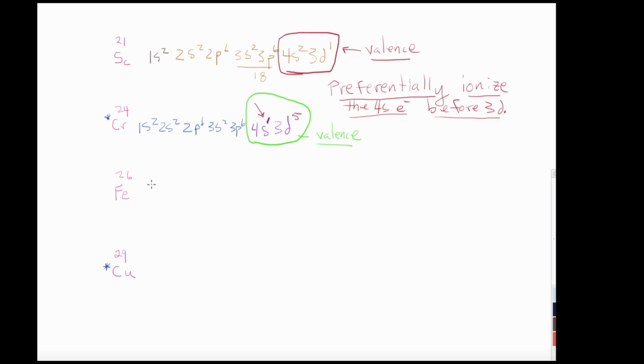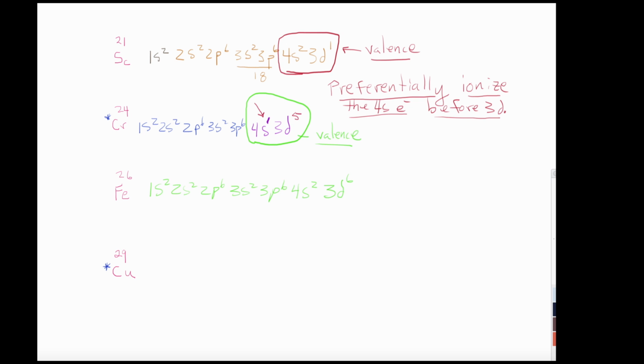All right, let's take a look at iron. It's going to be 1s2, 2s2, 2p6, 3s2, 3p6. Again, we're at 18 electrons at that point, and then we're going to have 4s2. That's 20 electrons and we are left with 6, so we're going to have 3d6. So we have 18 at the 3p subshell, we have 20 at the 4s, and then we have 6 electrons to go into the 3d.